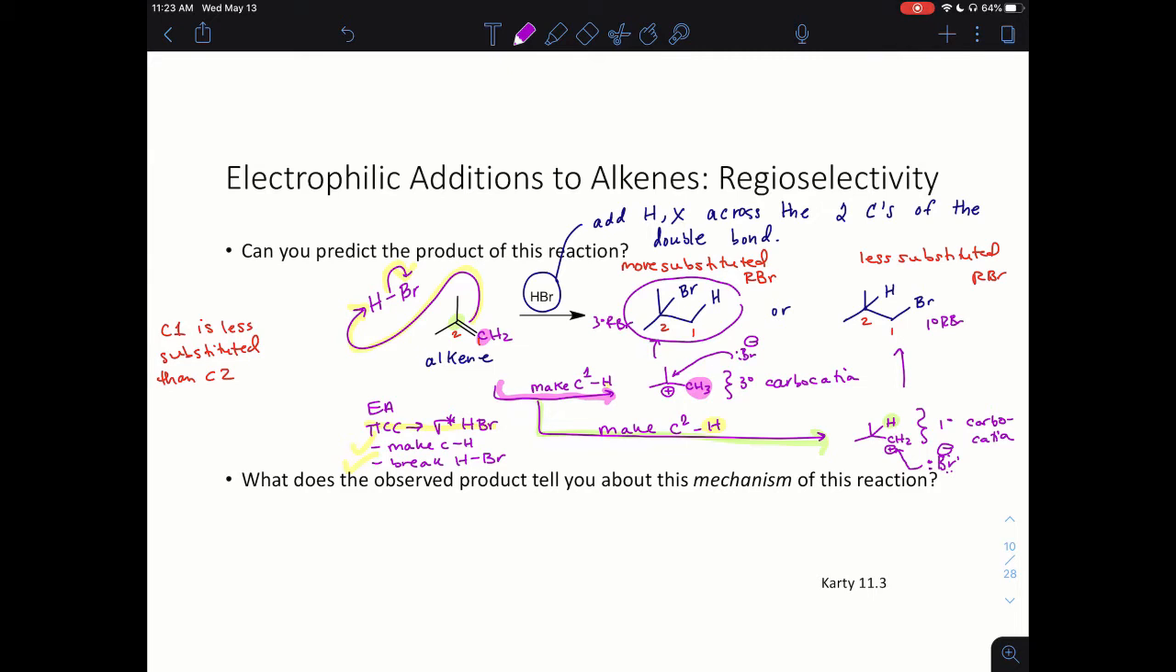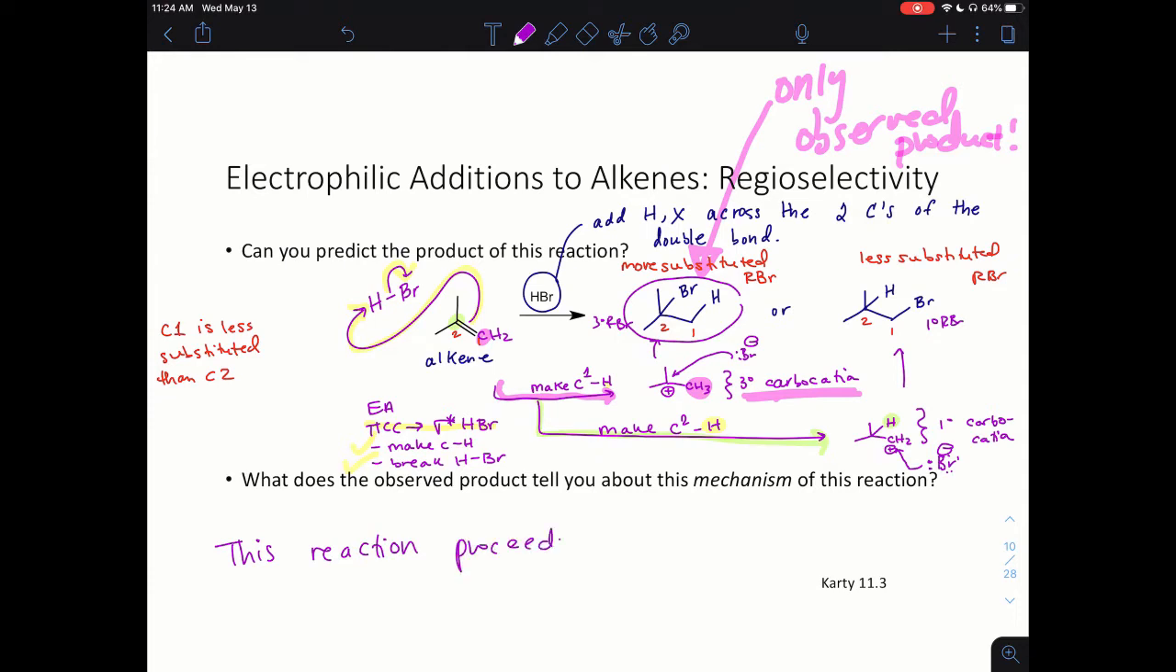Now we know that the only observed product is the tertiary alkyl halide, the more stable one, because I told you that. And I'm not making it up. So what does that tell us? It tells us that the only carbocation formed is the tertiary carbocation. Is that surprising to you? No, of course not. Tertiary carbocations are more stable than primary carbocations. So this reaction proceeds via the more stable intermediate, which is the tertiary carbocation.